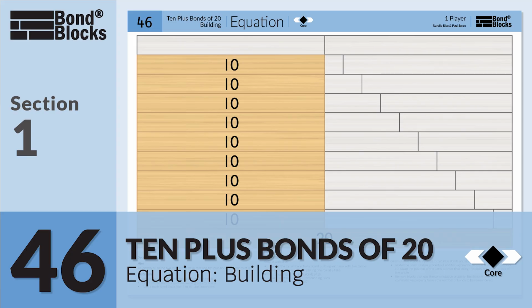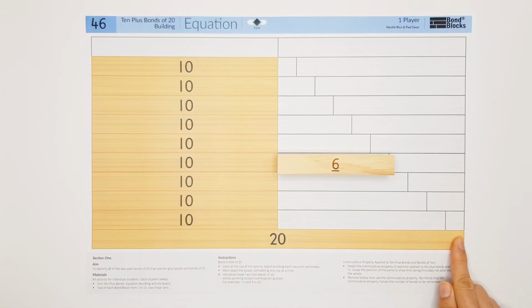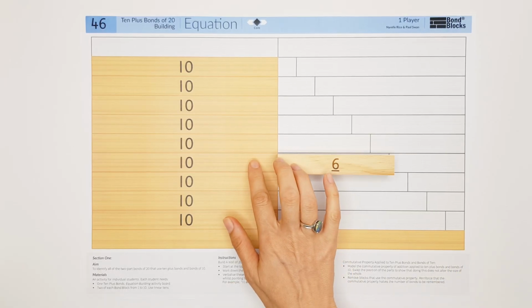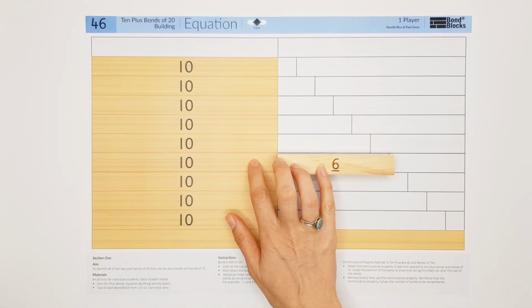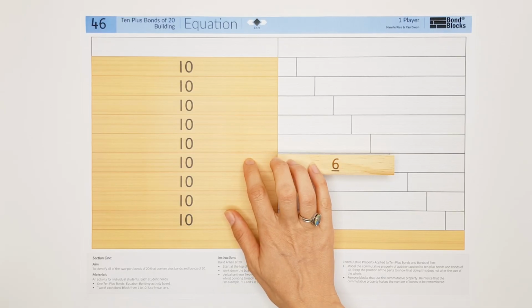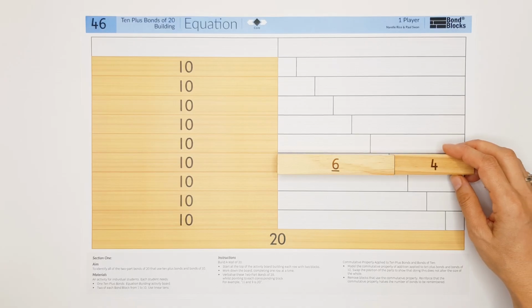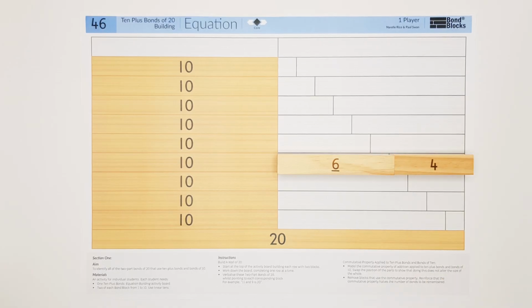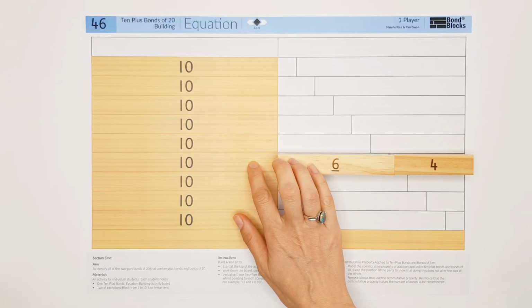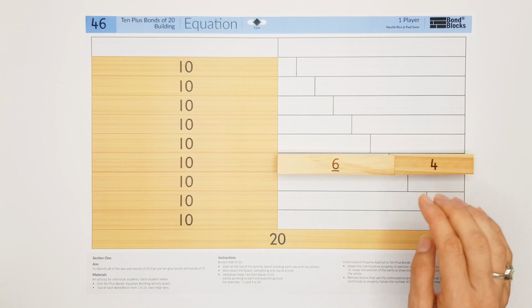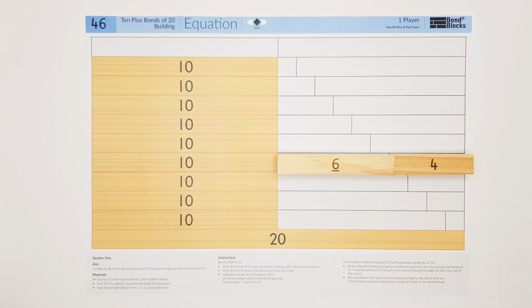Welcome to Activity 46. In this activity, we're going to be looking at the whole of 20 and how this can be partitioned into two parts. One of the parts will be a 10 plus part, for example 16, and the other part that would build to make 20 would be 4. So 16 and 4 is 20.